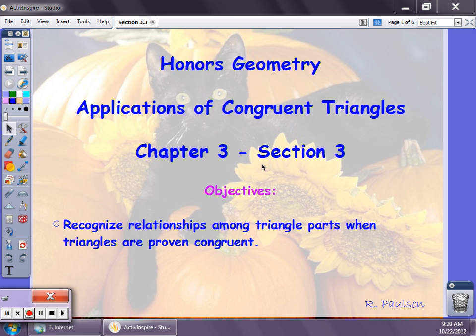This honors geometry lesson is on the applications of congruent triangles, Chapter 3, Section 3. The objectives are to recognize relationships among triangle parts when triangles are proven congruent. Our goal in the preceding section was to learn when to conclude that two triangles are congruent. Our goal in this section is to deduce information about two segments or angles once we have shown that they are corresponding parts of congruent triangles.